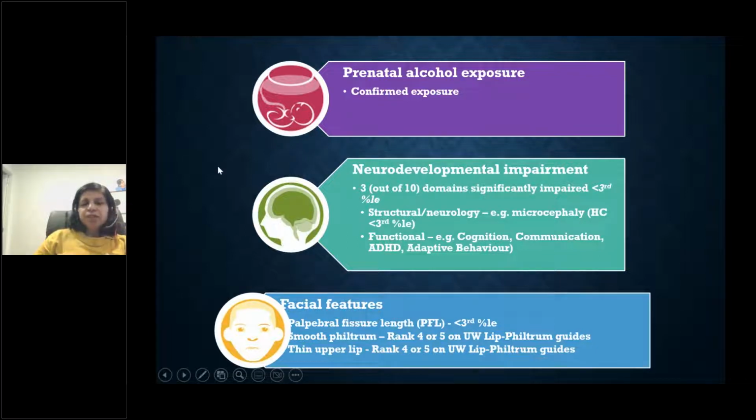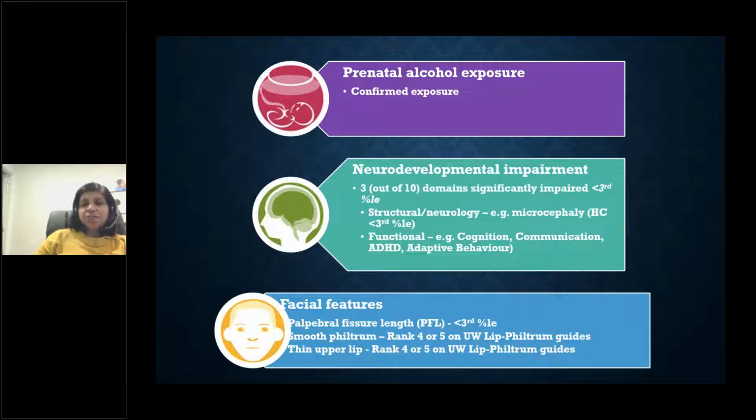In terms of function, there can be cognitive difficulties, communication difficulties, or the patient may present with defective adaptive behavior as well. Now, when we talk about the facial features, the three sentinel facial features which we want to emphasize is the palpebral fissure length. This is usually less than third centimeter, acceptable for particular ethnic population.